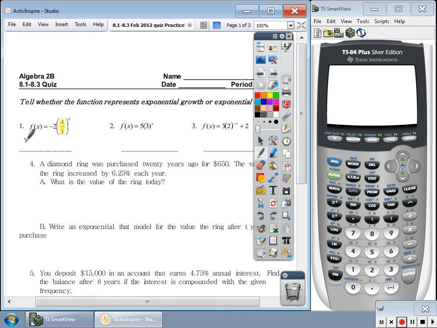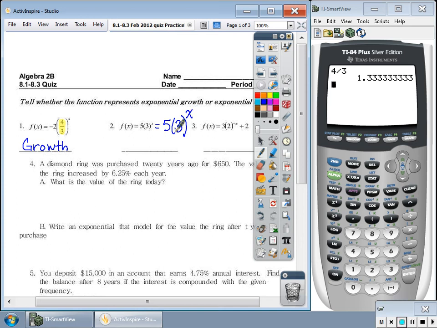4/3 is definitely bigger than 1. If you don't believe me, you can type it into a calculator. 4/3, hey, that's bigger than 1, so this is exponential growth, and I'm just going to write growth right here. This is 5 times 3 raised to the x power. If you can't read that, again, that's 5 times 3 raised to the x.